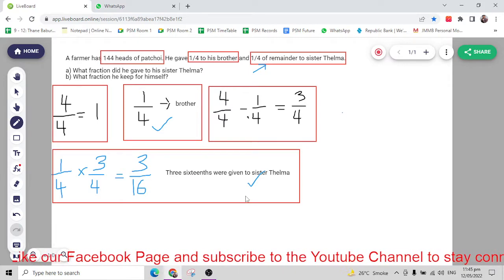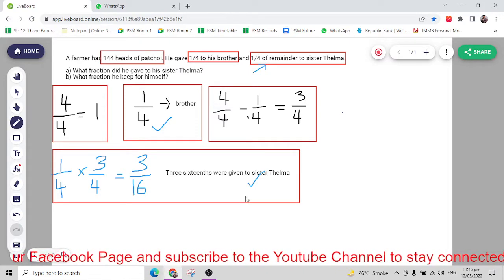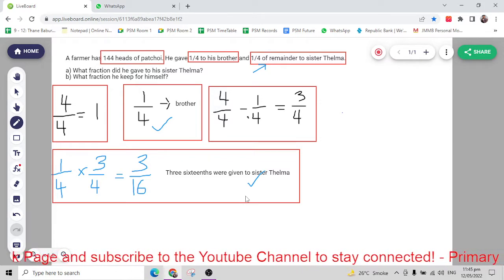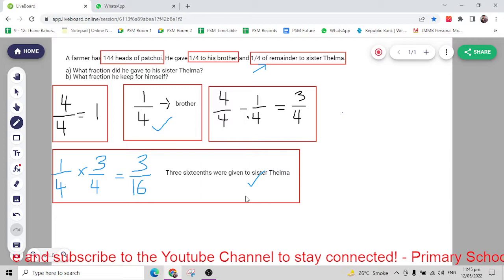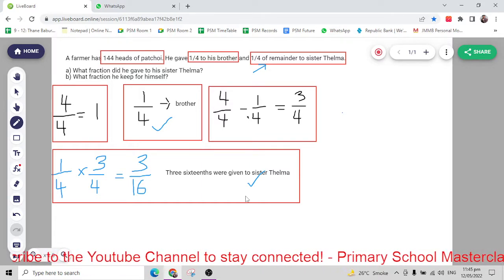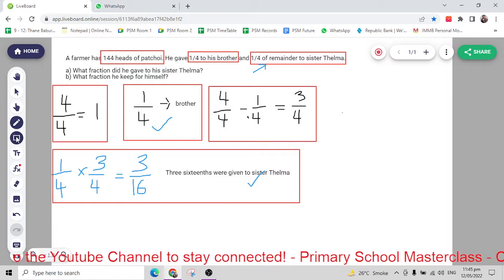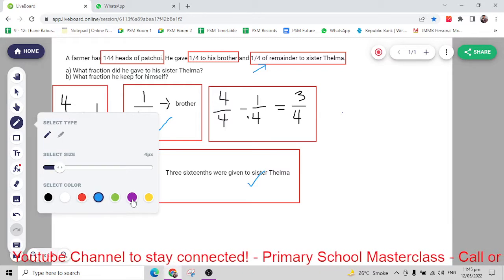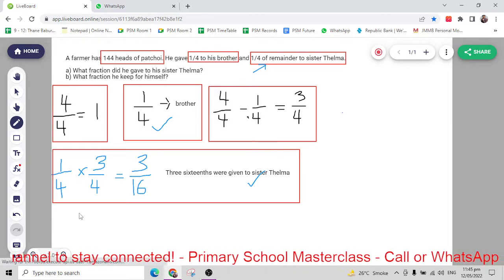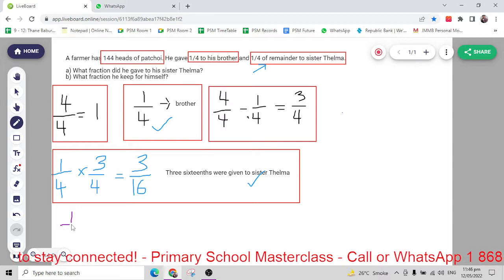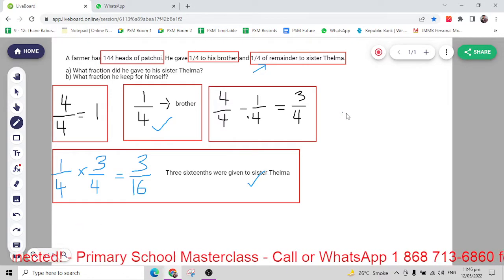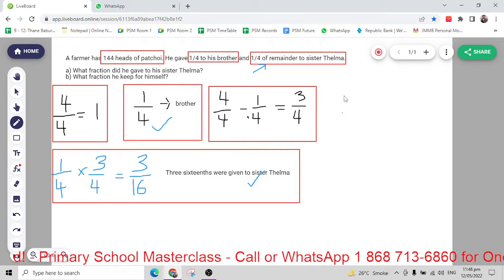Okay. So, since a quarter goes to the brother and 3/16 goes to Sister Thelma, we need to find out the remainder, or what fraction he kept for himself, right? So we can do this. Let's go with a different color. Let's go with purple. It's a different part of the question here, part B, right? Let me go on this side here for more space.